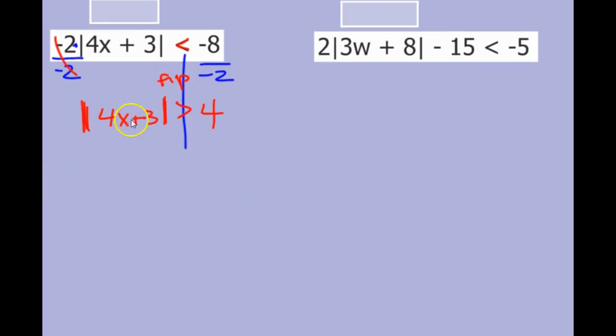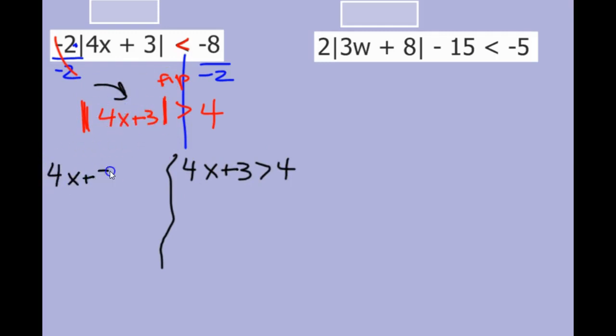So now that our absolute value is by itself, we can write 2 inequalities. One just like it is, 4x plus 3 is greater than 4. Or this whole thing could be equal to a negative, so we have 4x plus 3 and a negative 4, but we have to flip our inequality.